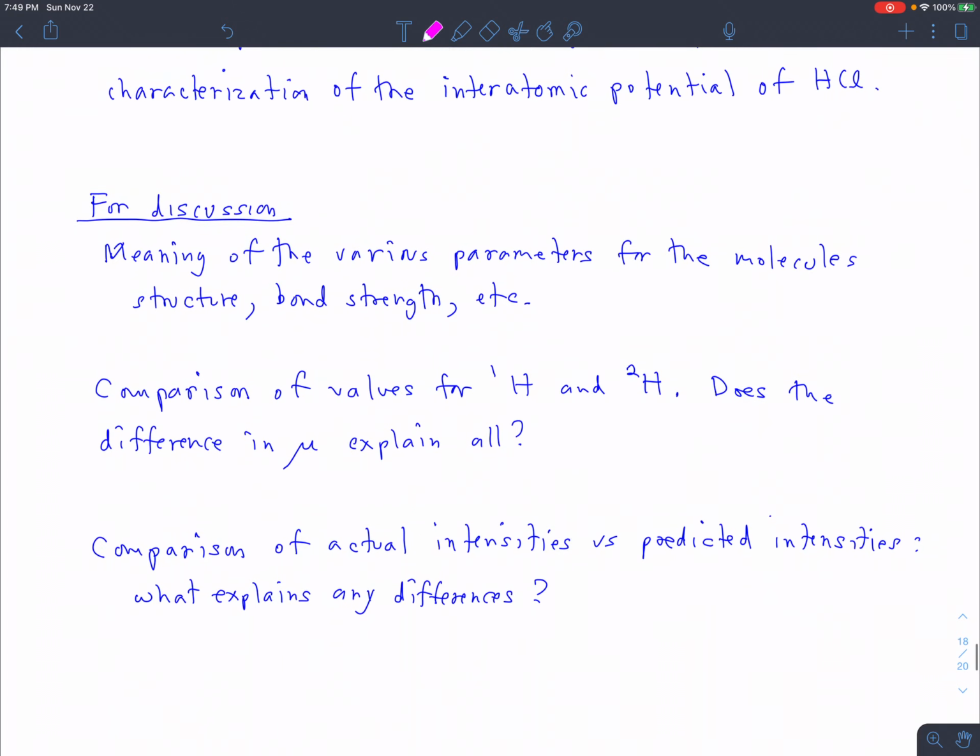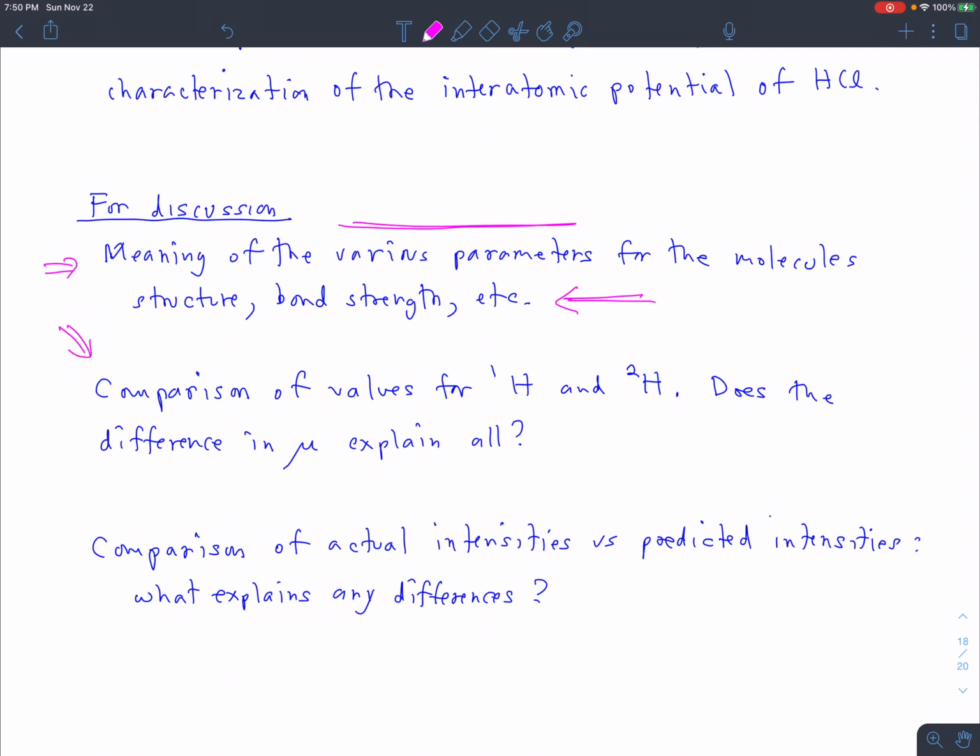For the discussion in your write-up, here are some suggestions. You can talk about the meaning of the various parameters. I've just been talking a little bit about that up above, but there's more to say about that, and I invite you to use your creativity and imagination to say cool things.